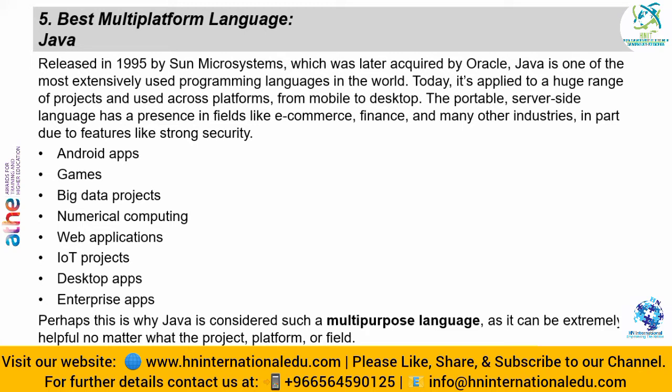And it has many applications like Android apps. It can handle games, big data projects, numerical computing, web applications, IoT projects, desktop and enterprise. What are IoT projects? It is the Internet of Things, physical objects with sensors that exchange data with other devices and systems. That is a project that can share the data in and out of your programs. Perhaps this is why Java is considered such a multi-purpose language, as it can be extremely helpful no matter what the project platform or field is.